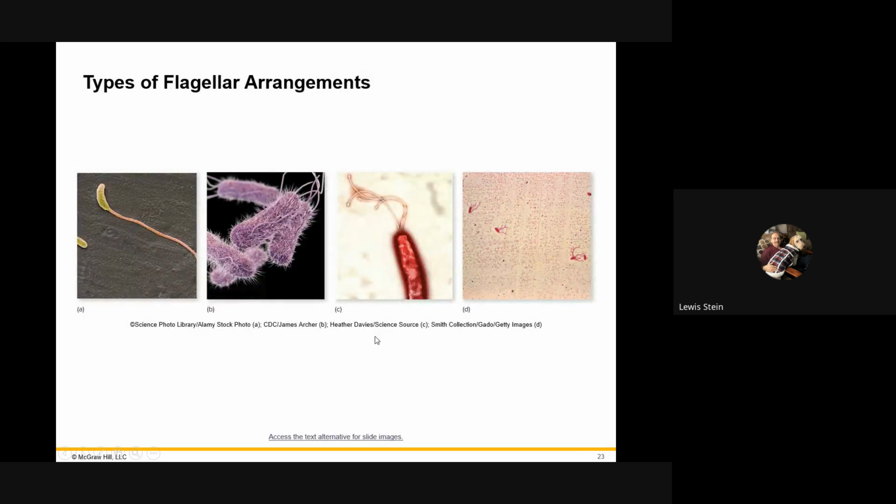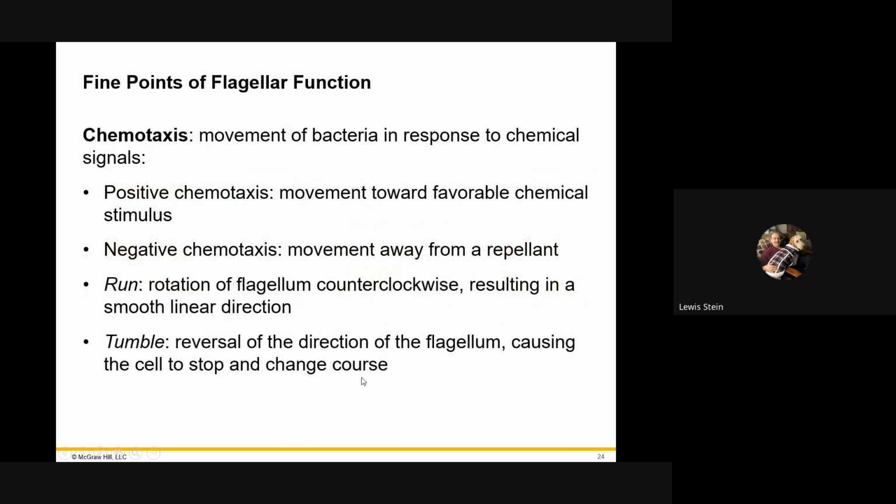So they give you some illustrations that are okay. Here's a single polar. This is a tuft. I don't see the peritrichus here, but you can see those. And I think that other PowerPoint, the one from Nestor, which is Anderson's Microbiology, chapter 3, that's on week 1 for you, probably has those illustrations. And here's the taxis.